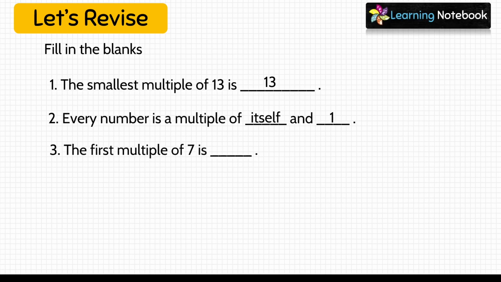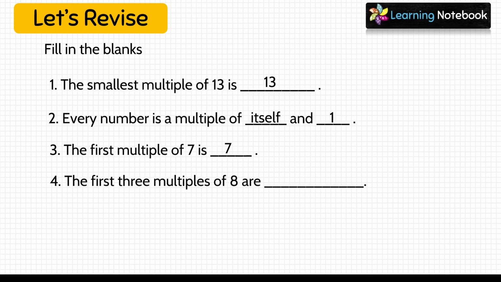Next question is, the first multiple of 7 is dash. Answer is 7. Again, with the reference to the property that the smallest, or we can say first multiple of a number is the number itself. Question 4 is, the first 3 multiples of 8 are dash.